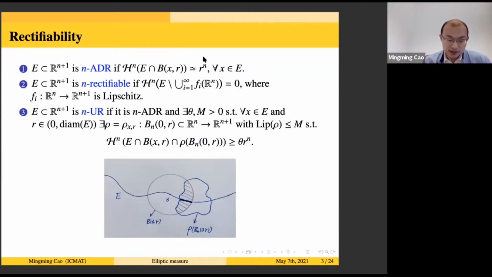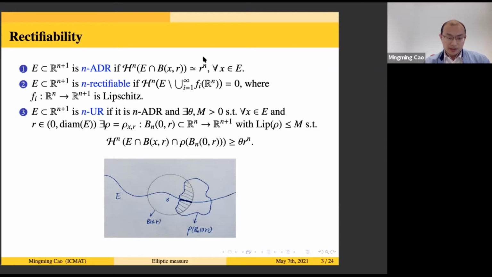To state some results, let us first give several definitions. Our ambient space is R^{n+1}, and n is at least two. H^n denotes the n-dimensional Hausdorff measure. The set E is called n-dimensional Ahlfors-David regular if the Hausdorff measure of E intersected with the ball is comparable to the radius to the power n, for each point. From the definition, it tells us that E is n-dimensional. Also, the Hausdorff measure restricted to E is a doubling measure.